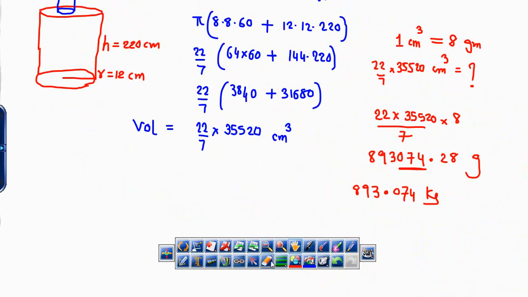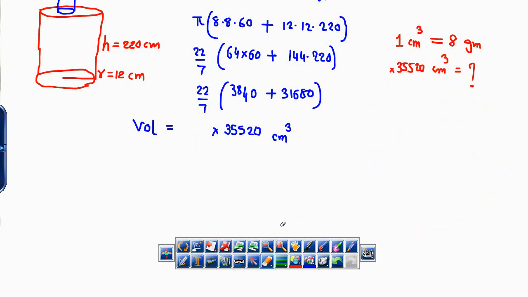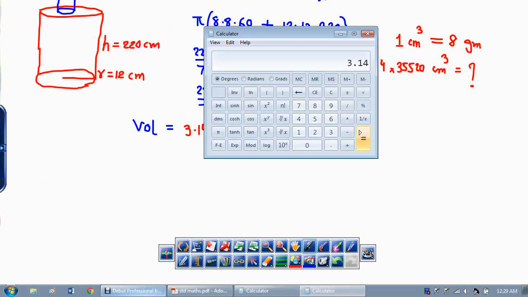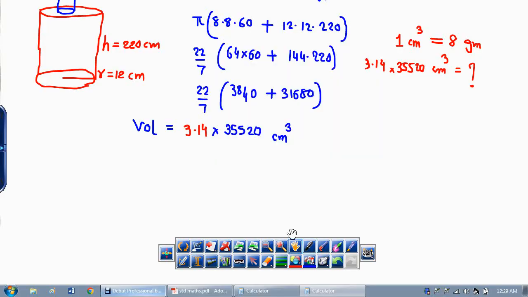इनफैक्ट आई कैन डू इट फ्रॉम हियर ओनली. वॉल्यूम इज 22/7 की जगह पे 3.14 into 35520. So 1 cm³ is 8 gram. Then 3.14 into 35520 cm³ is how many grams? तो क्रॉस मल्टीप्लाई में 3.14 into 35520 into 8 divided by 1000 grams. एग्जैक्ट टेक्स्ट बुक का आंसर आ गया, 892.26.